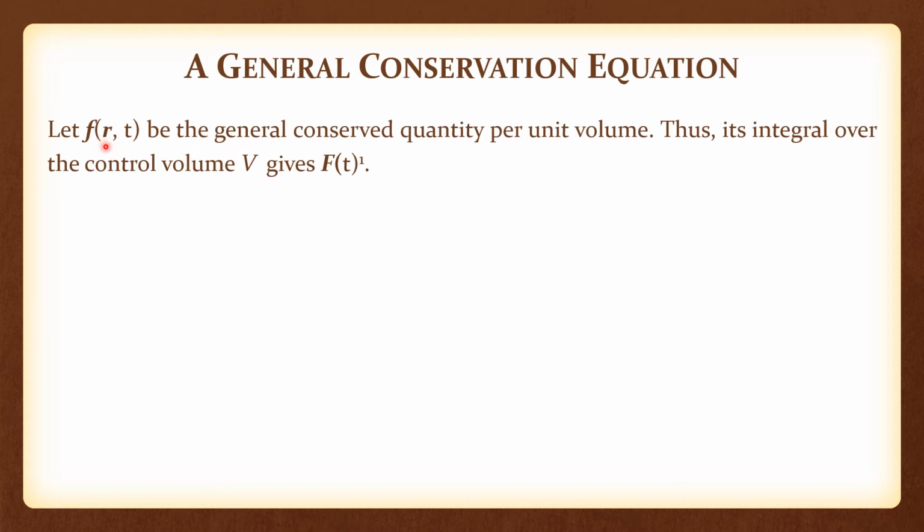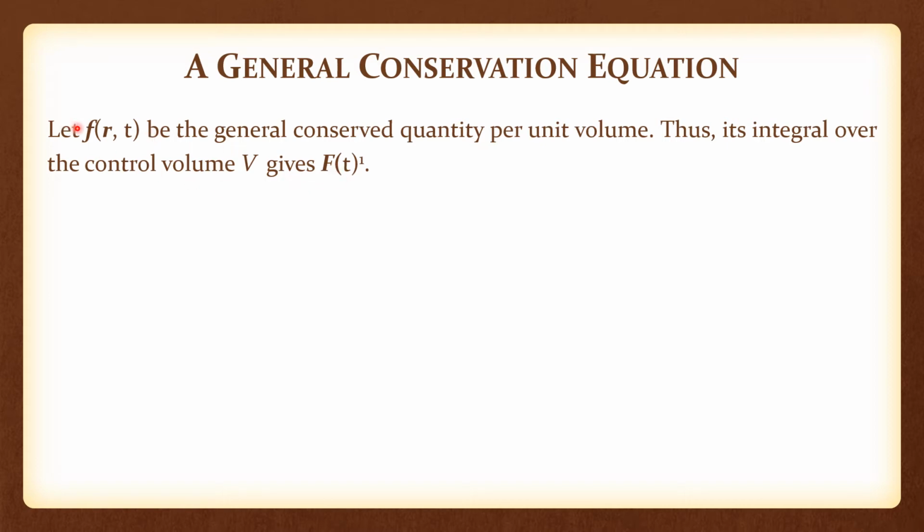Now, the small f, what is the small f? Small f is the general conserved quantity per unit volume. So how do we get capital F from small f? You integrate the small f over the entire volume. So you do a volume integral and that gives you the capital F.